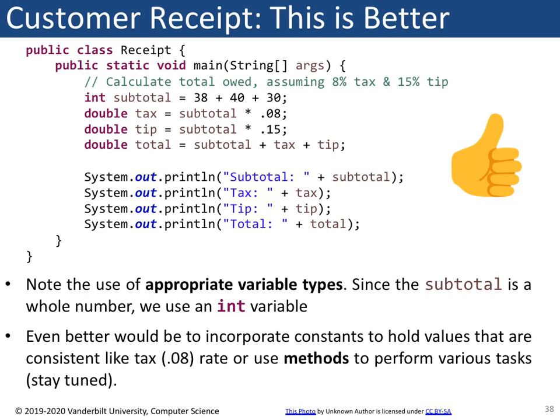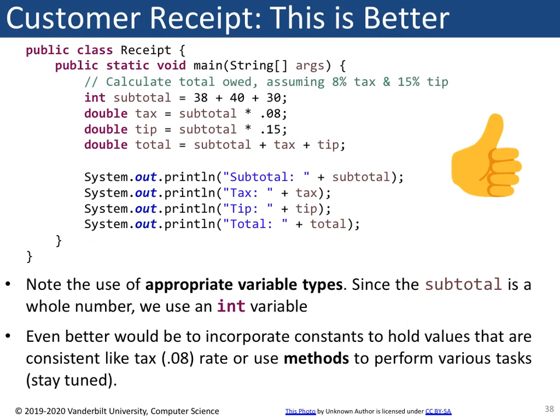After we've done all the calculation, we then will display the results using a single print line statement to display both the string describing what we are displaying, and then we're using a plus operator to concatenate the string with the double value subtotal. And we do the same thing for tax, tip, and then finally the total.